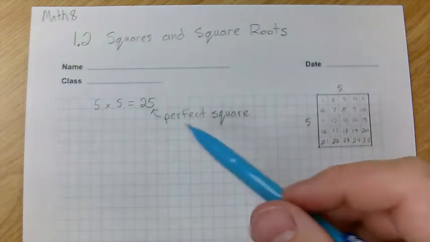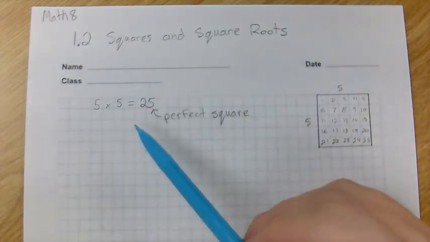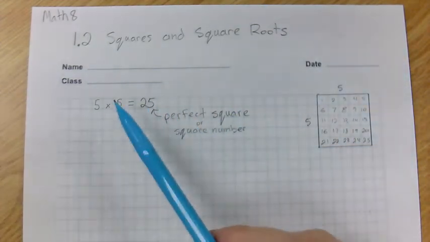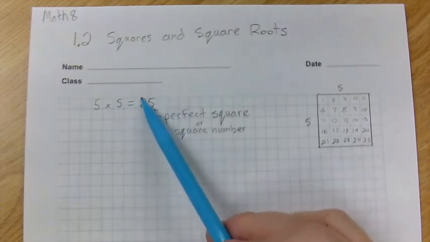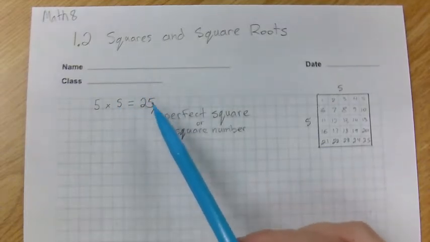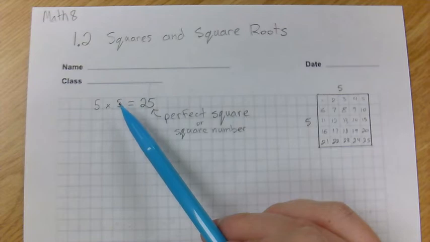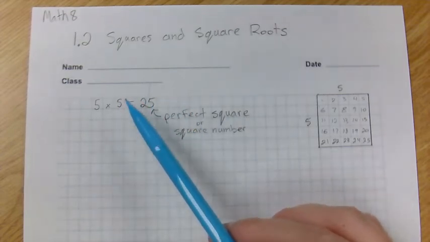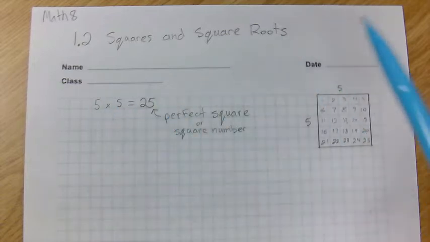If we recall from last lesson, we learned that there is something called a perfect square, or square number, and that was simply if you take a number and multiply it by itself, you get a product. That product would be the perfect square of 5 in this case. So 25 is the perfect square of 5. Why? Because 5 times 5 is 25.